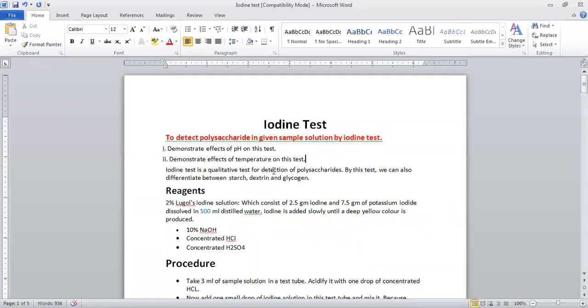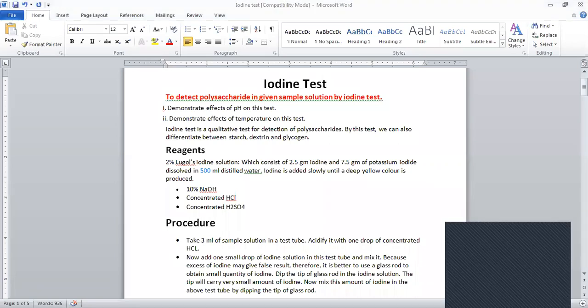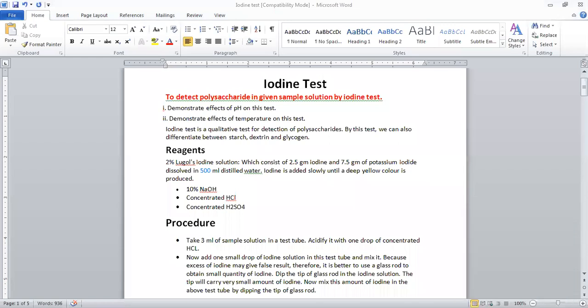Iodine test is a qualitative test for the detection of polysaccharides. We can perform two identifications. One is we can detect the presence and absence of polysaccharides in the sample solution. And second is we can identify which polysaccharide is present in the sample.